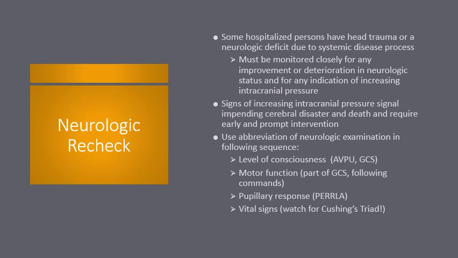So use the abbreviation of neurological exams in the following sequence: your AVPU, your GCS, your motor function, your pupillary response, and your vital signs. These are considered your neuro checks. So when somebody says do neuro vital signs, this is what we're talking about. We're talking about AVPU, GCS, pupils, and vital signs.